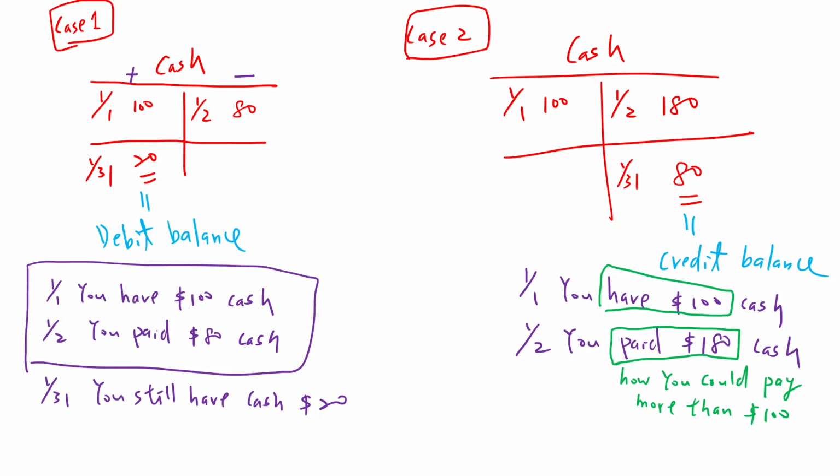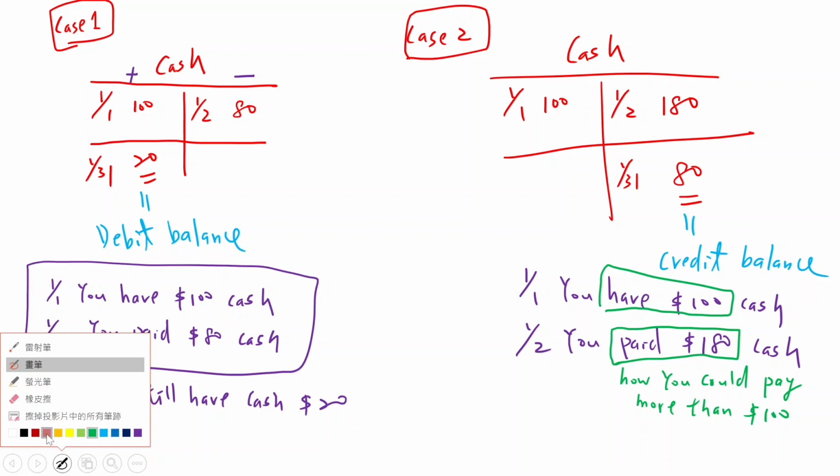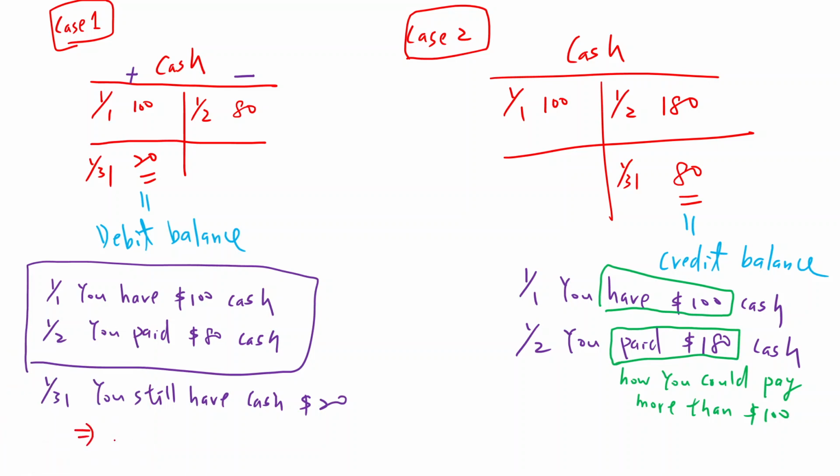So based on this, case 1 and case 2, which one makes sense? Which one does not make sense? Case 1 makes sense, right? Case 2 does not make sense, okay? So that's how we double check it. Case 1 makes sense. Case 2, impossible.